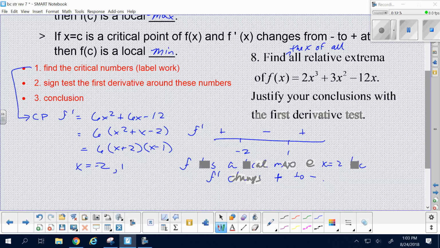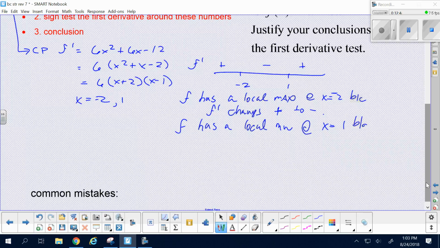By the same token, say your conclusion for the other one. f has a local min. Where? At x equals 1 because, oh, that was at -2, wasn't it? Sorry about that. At x equals 1 because f prime changes from negative to positive.